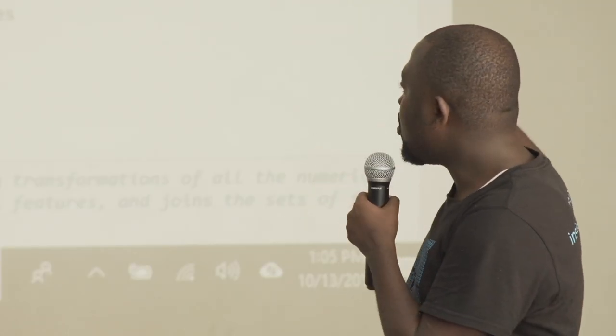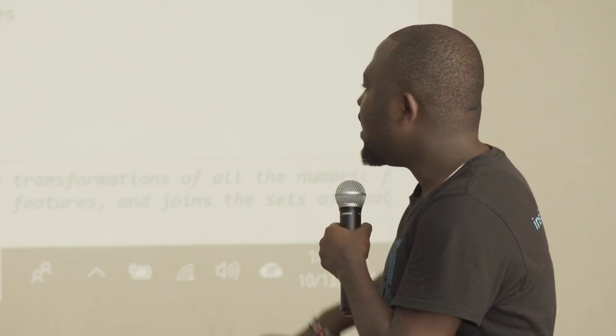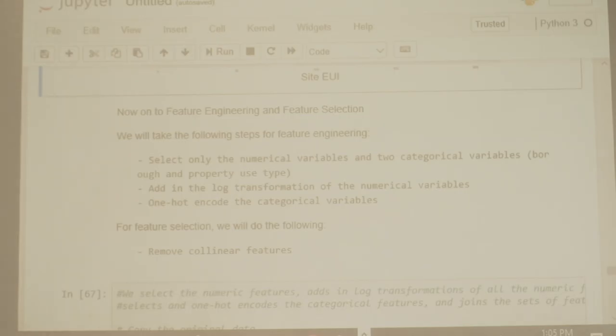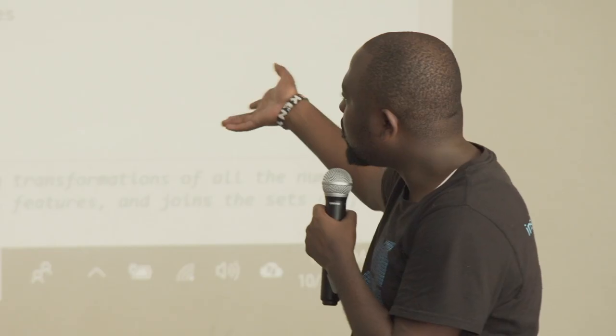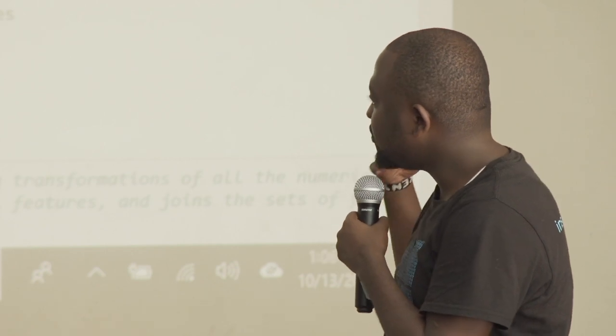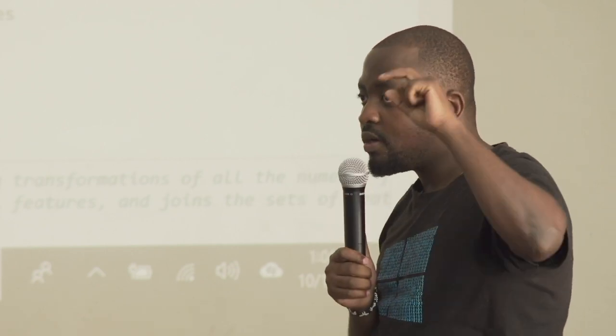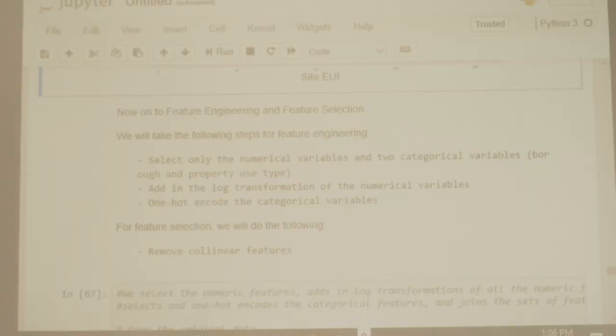So here, the purpose of feature engineering is we're selecting numerical variables and combining them with two categorical variables, and then doing the log transformation to reduce the size of the distance of the data set, and then one-hot encoding the categorical variables. And then for feature selection, we remove the collinear features. So remember those features that were related to each other, we just get rid of them, yeah? So to reduce the size of the data set. That is what we are doing here. So we create a copy of the data set here using the energydata.com.